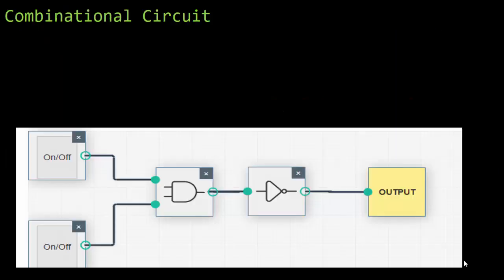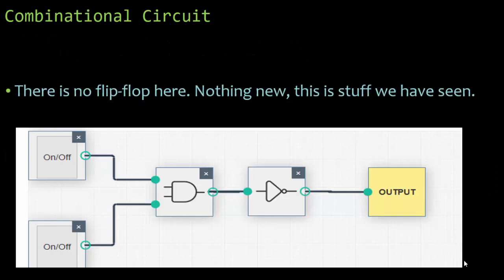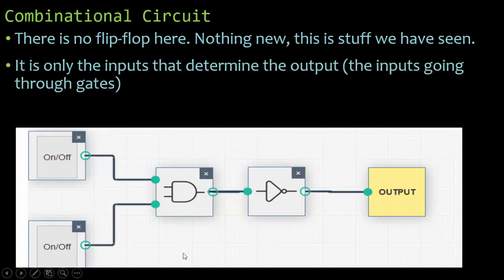Well, what does that actually mean? Well, this is a combinational circuit. There's no feedback here. Nothing new that we've seen. We have inputs A and B. We throw it through an AND gate. We take this output, throw it through a NOT gate, and we get our final output. It's only the inputs that determine the output. There's nothing going back into something else.